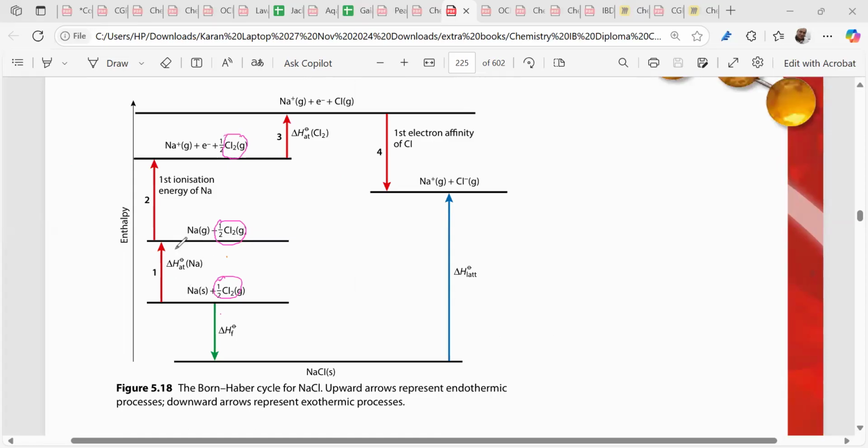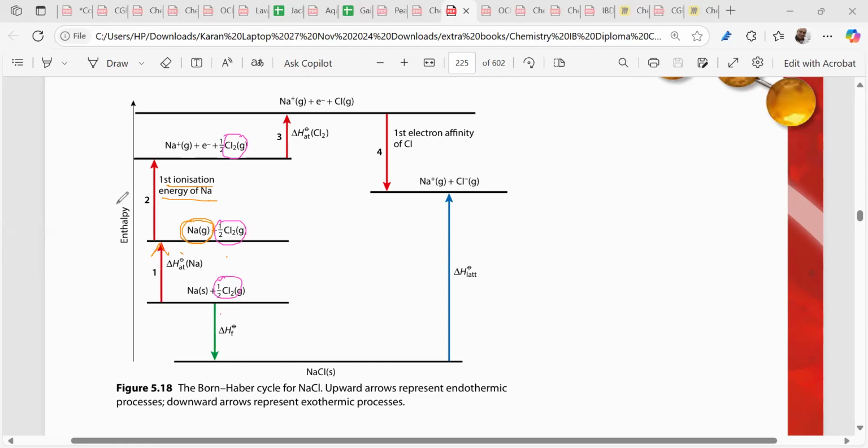We have to convert this into its gaseous atoms. That is the first step. This is the enthalpy of atomization of Na. It is endothermic, so the arrow points up. Next, we take the sodium gaseous atoms and we have to ionize them, Na plus e. We are doing the first ionization energy.